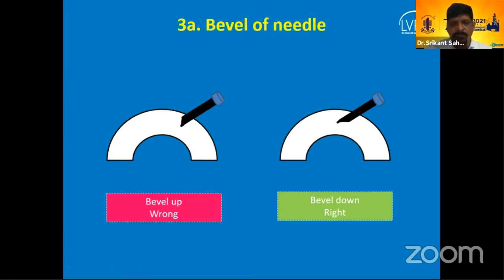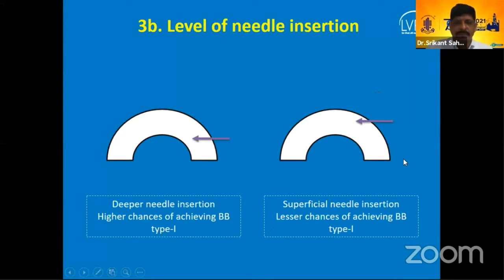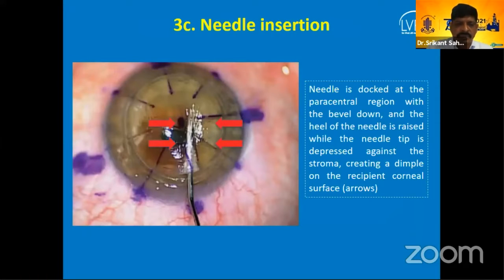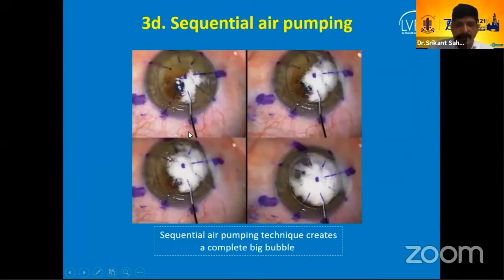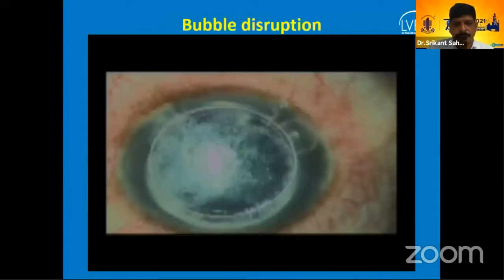Now, point one, the bevel should be down, not up as in the left, but right here in the right. It should be of appropriate depth, not superficial. Superficial will not give us a chance of a big bubble. Once we reach deep inside, we dock it and make a nick so that we can put the pressure adequately and slowly in the first part. Once it reaches the right plane, it goes in very smoothly.